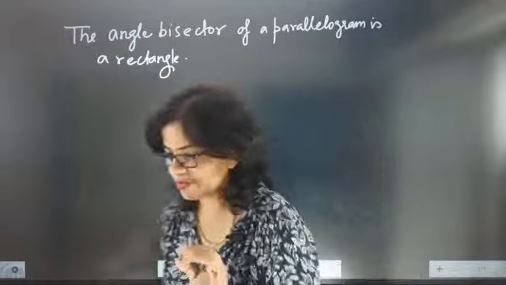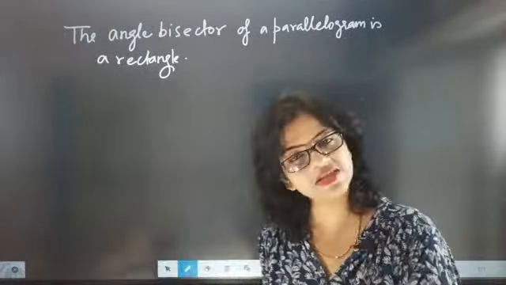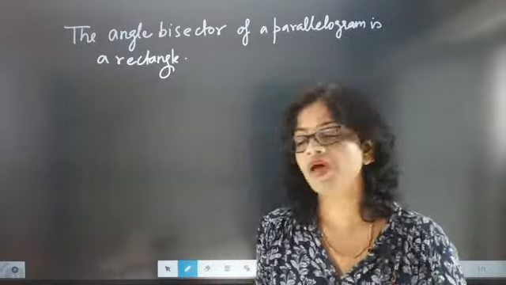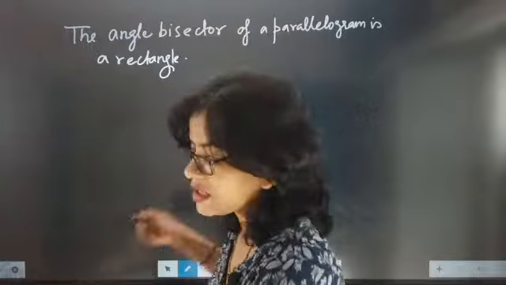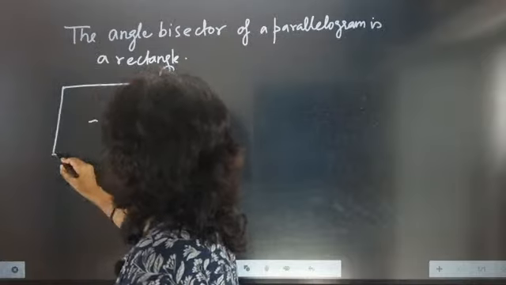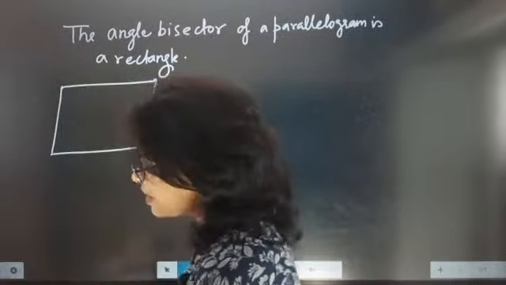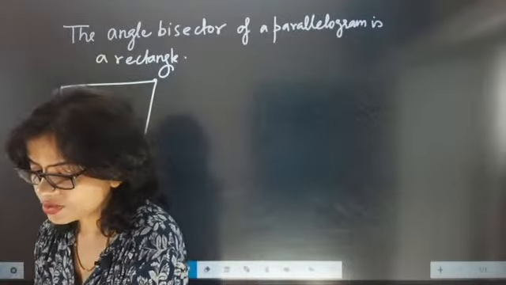This is a very important question. So how we are going to handle this question? The angle bisector of a parallelogram is a rectangle. Okay, so now first what we are going to say, angle bisector of a parallelogram. Drawing is must needed here. Everyone tell me how to draw this one.